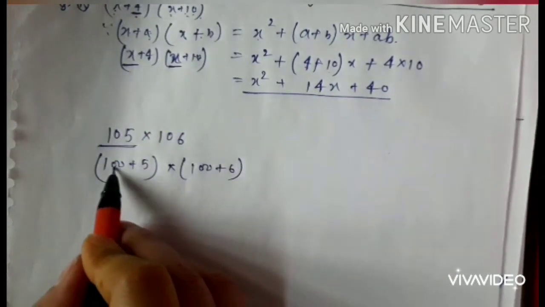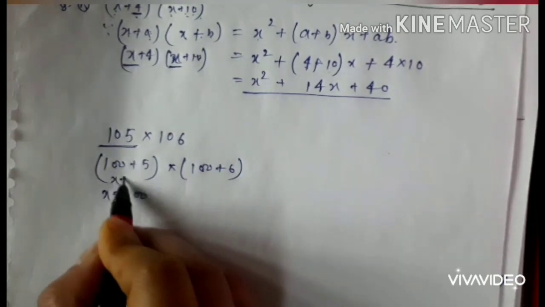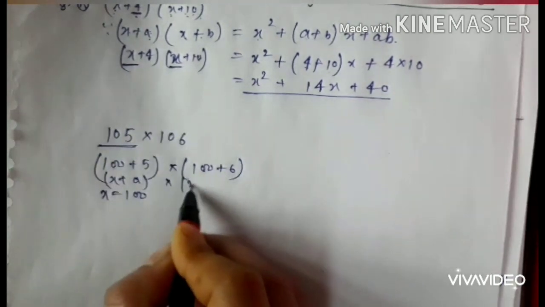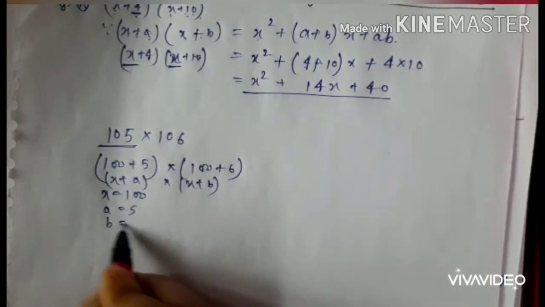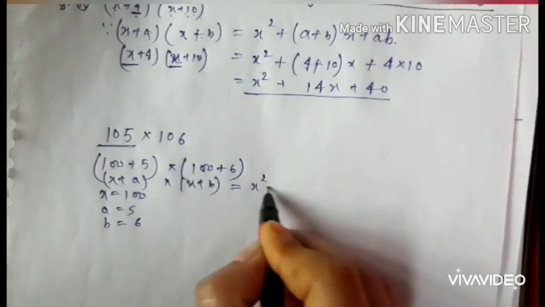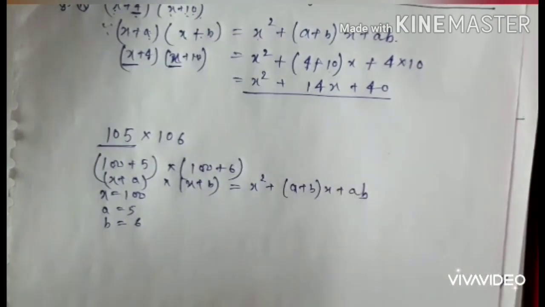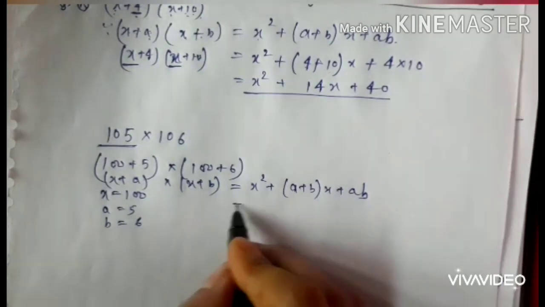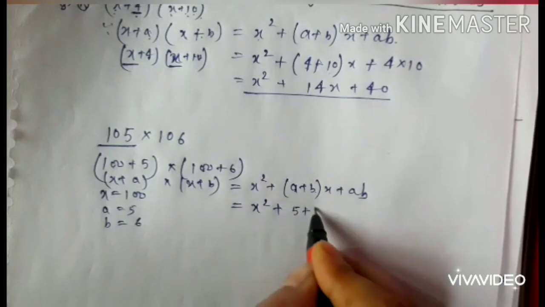Why? Because it is the same x. Here x is 100. It is x plus a multiply x plus b. Here a is 5, b is 6. Okay. So the identity is x square plus a plus b x plus ab. Now put the values here. Put the values, x square. A plus b, that means 5 plus 6.